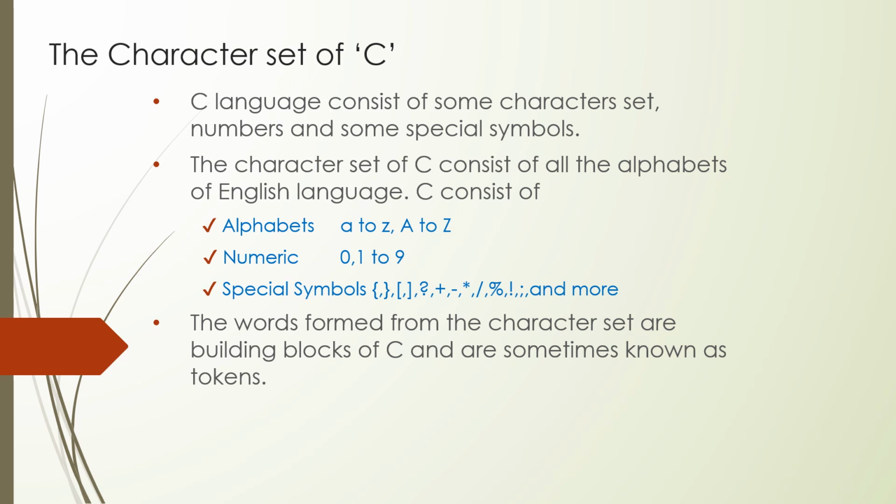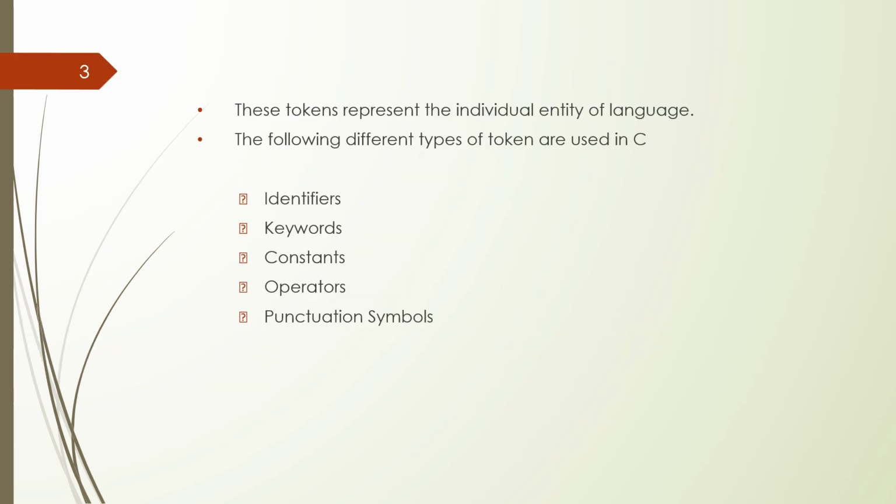C language consists of a character set: numbers and some special symbols, which consist of alphabets from small a to capital Z, the numbers from 0 to 9, special symbols, and much more. These different character sets are nothing but the tokens. These tokens represent the individual entities of the language, and the different types of tokens in C are called identifiers, keywords, constants, operators, and punctuation symbols.